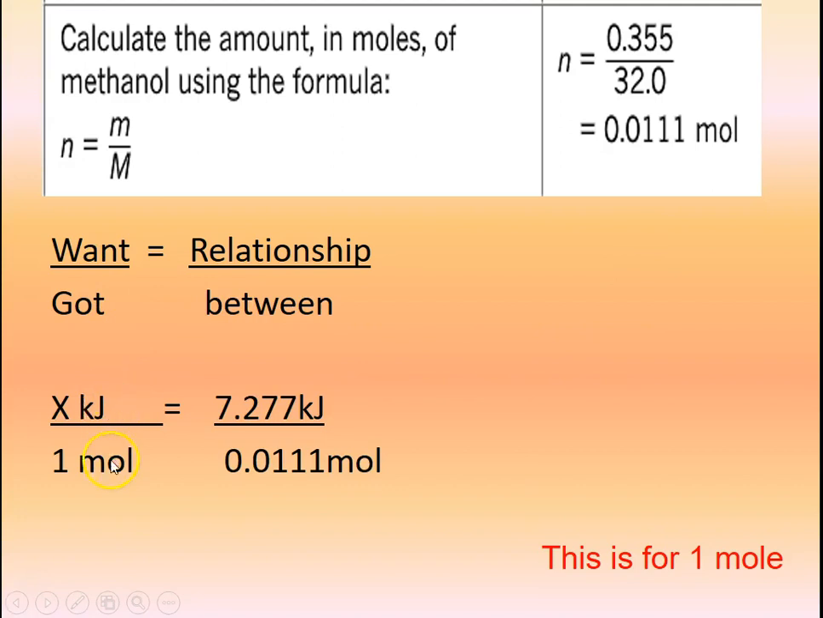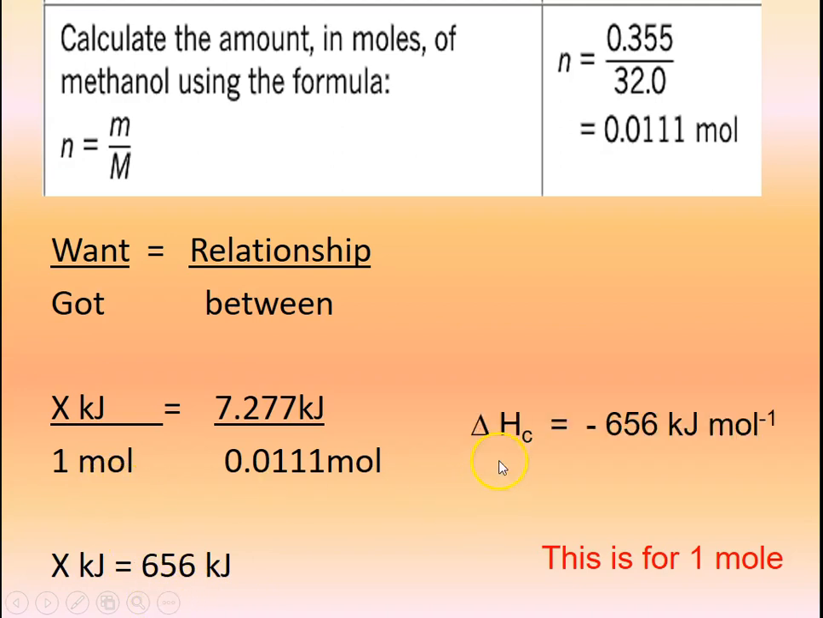So to work out how many kilojoules for 1 mole, your ratio, you know that you have 7.277 kilojoules for that many moles. You can see that you kind of don't need to do a ratio. If you want to have it per 1 whatever, when you divide the kilojoules by however many moles, your answer will be how many kilojoules for 1 mole because of the ratio. So if you take that over, it'll cancel out. So 656 kilojoules for 1 mole.